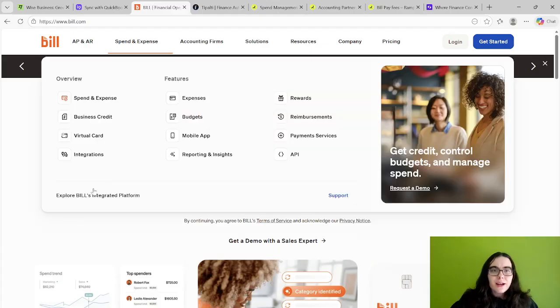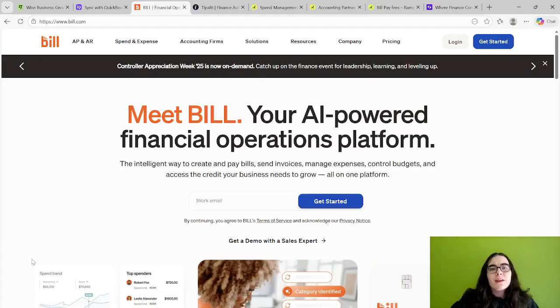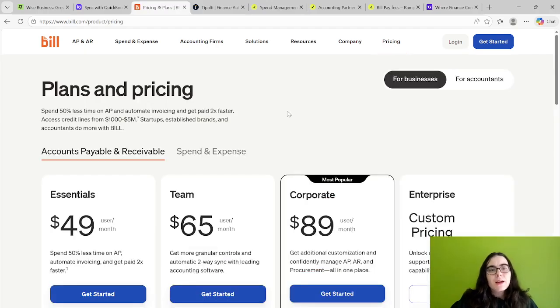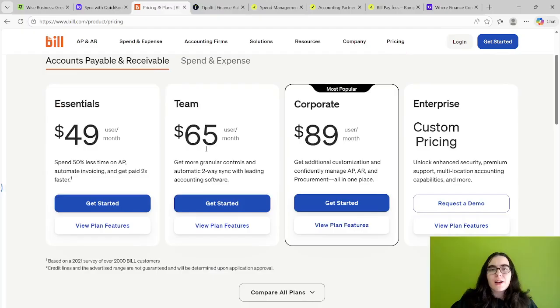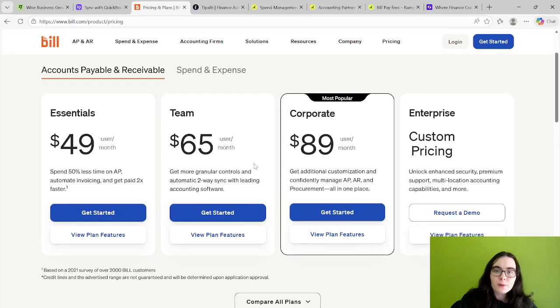So the next one we're going to take a look at is Bill. It's pretty similar to Melio in that you can manage both AP and AR, but it is more expensive, which is kind of a drawback. All of these prices are not just a flat fee for unlimited users. They're per user and per month. So they highlight here their most popular plan is their corporate plan. It's $89 per user per month, which can get pretty expensive, especially for smaller businesses and if you have a lot of different users on your account. So that's kind of a drawback potentially, depending on what your budget is.